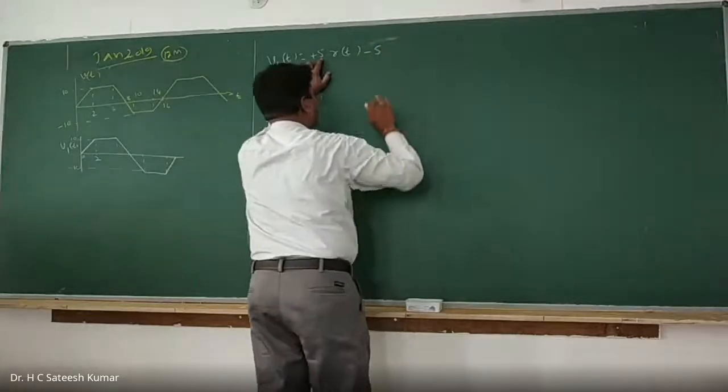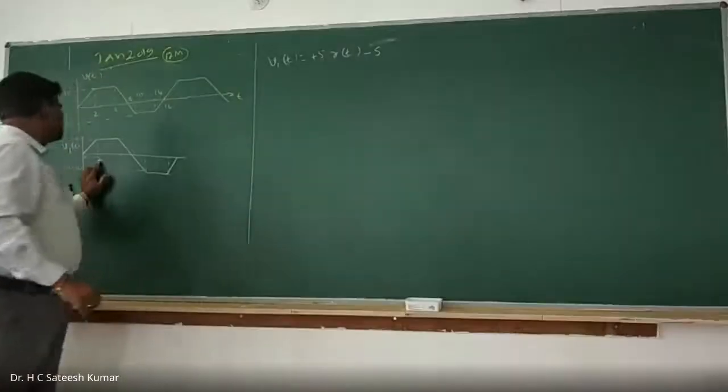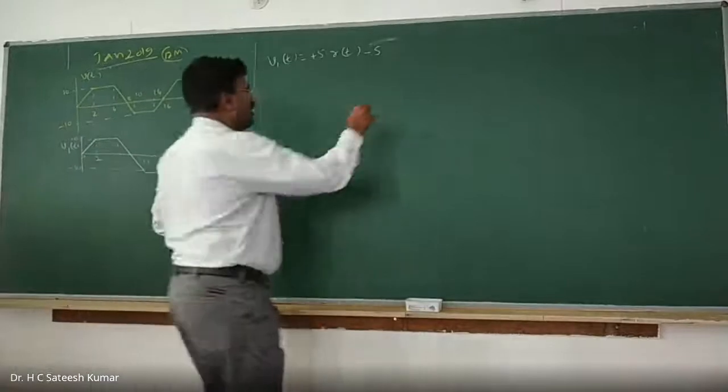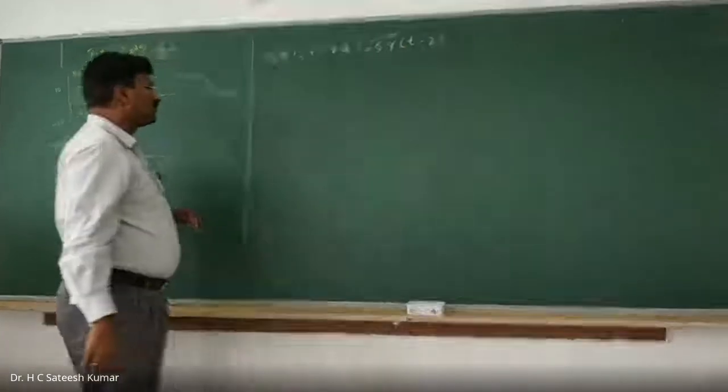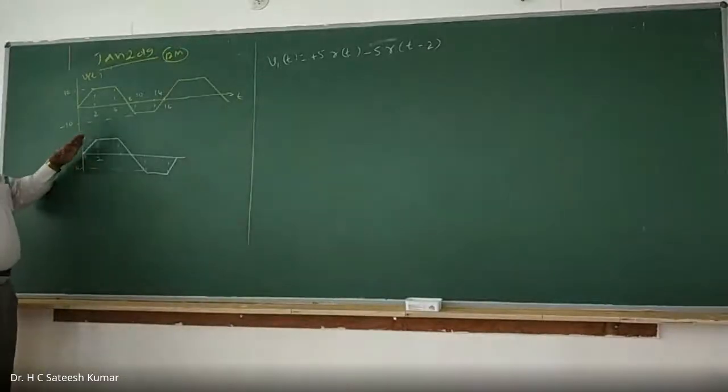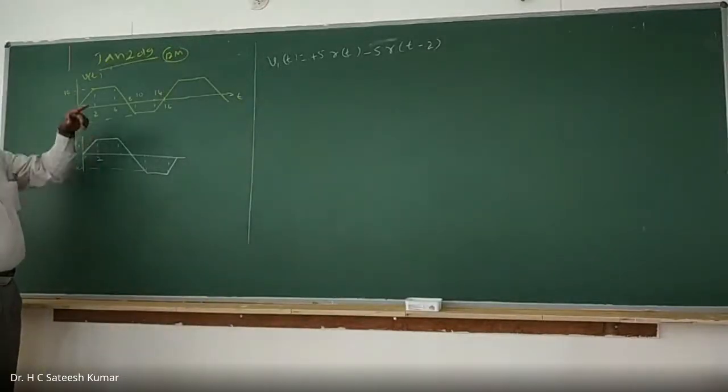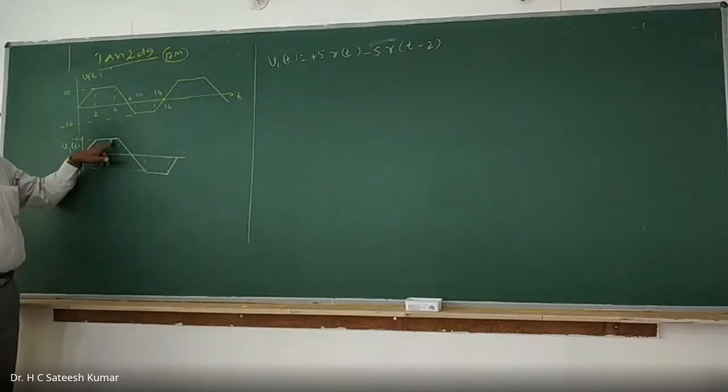The slope is minus 5, starting from where? From 2. So therefore, what do I get? r of t minus 2. The meaning of this is that I am going with the slope of 5. If I subtract a slope of 5, the slope becomes equal to 0. That's why the line is flat.